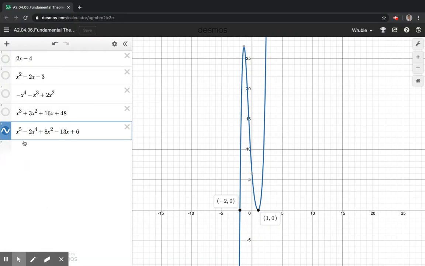Here's the function that we have graphed, and we see that we have one solution at negative 2, and then we come down and we have our tangent to the x-axis here at 1, so we know that that's going to be a double root, which we actually calculated, and the other two are imaginary solutions, so they do not cross the x-axis.